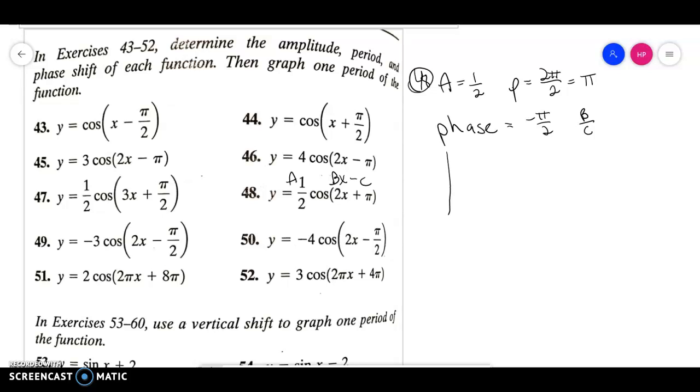So let's see how this one looks. So I only have a height of 1/2 and negative 1/2. And I'm starting back at negative pi over 2. And it only takes pi to see the entire thing.